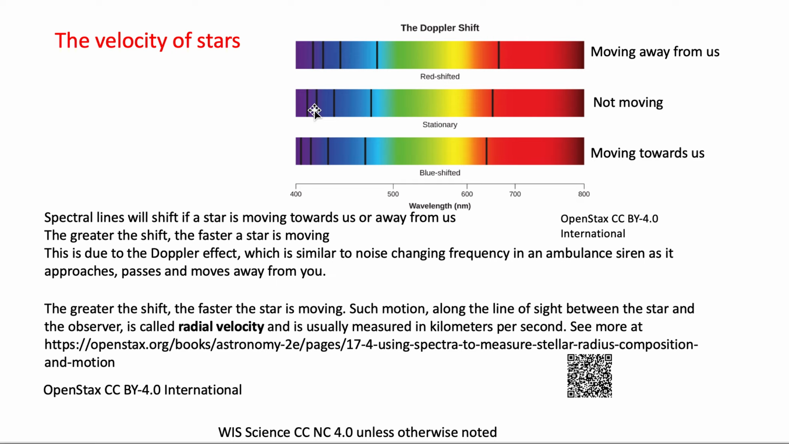And the bottom line, compared to the middle one, the lines are shifted towards the blue end, showing that the star would be moving towards us. And the greater the shift, the faster a star is moving. Due to the Doppler effect, similar to when you hear a noise of an ambulance siren coming towards you and passing, the frequency changes, and the Doppler shift is happening here.